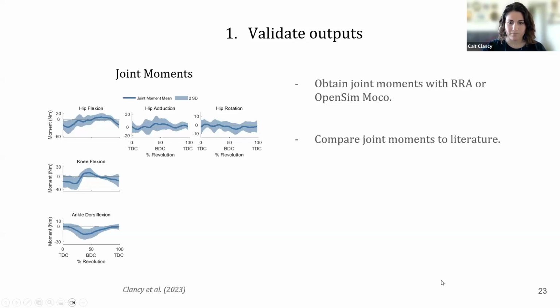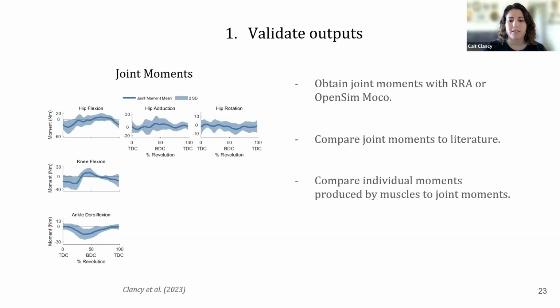We can dive deeper. One way that we can dive deeper is comparing the individual moments produced by the muscles to the joint moments. So, for example, if our ankle dorsiflexion moment is peaking too much right around this peak right here, we can see all of the individual moments produced by the muscles that create that joint moment. And then we see, oh, wow, a certain muscle is producing a lot of moment, whether that be active force or passive force. Then we can start figuring out why that might be and if it is correct or not.